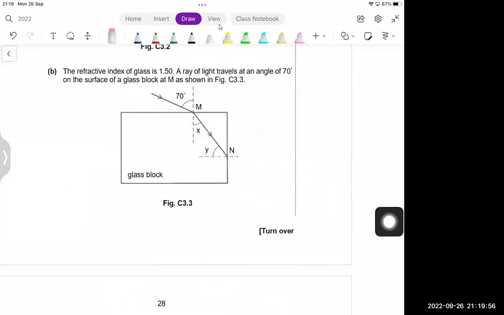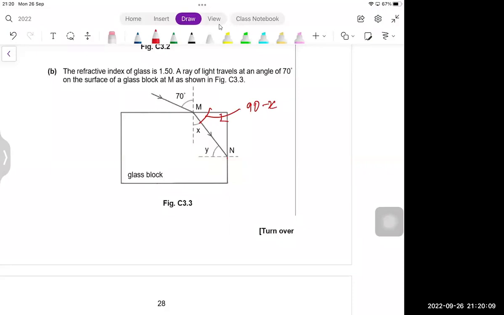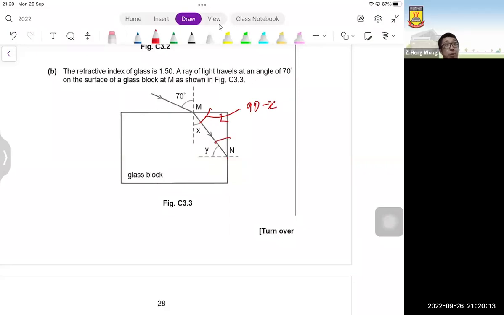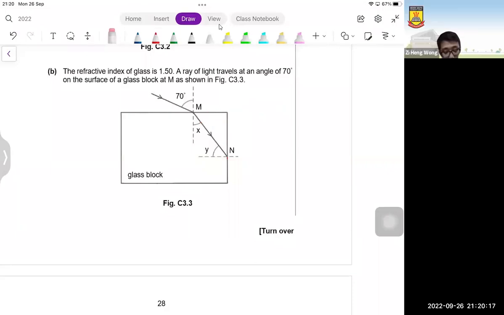Is there another method to do it, or is it the only way? You want another method. This is 90 minus x. This is 90. Alternate angle. So yeah, it's just the other way around. Alright, thank you. There's not much methods to this. It's quite a straightforward calculation.